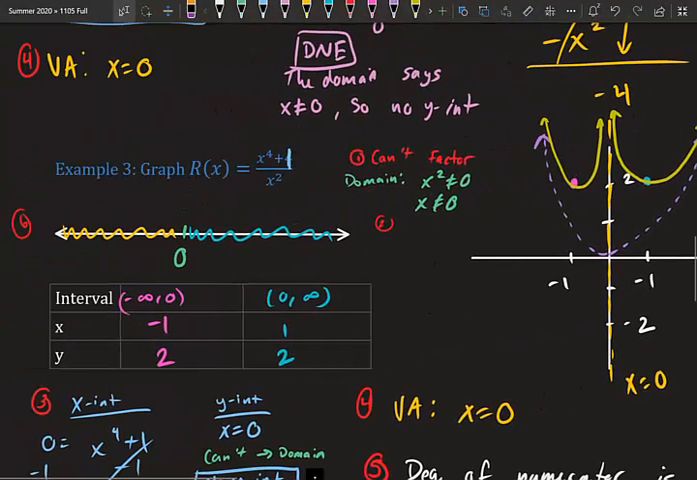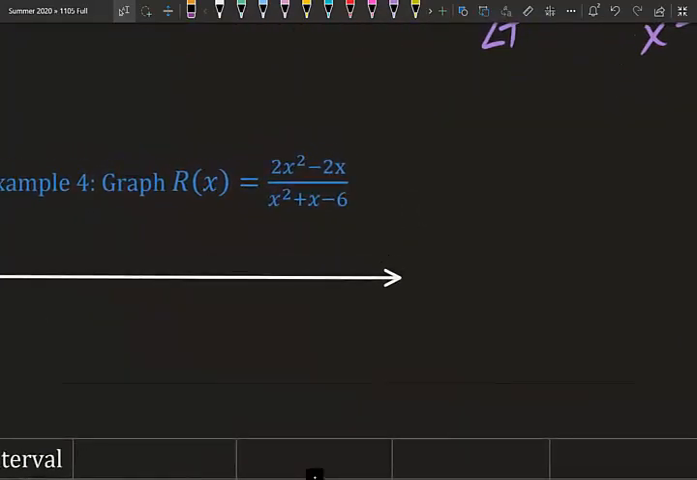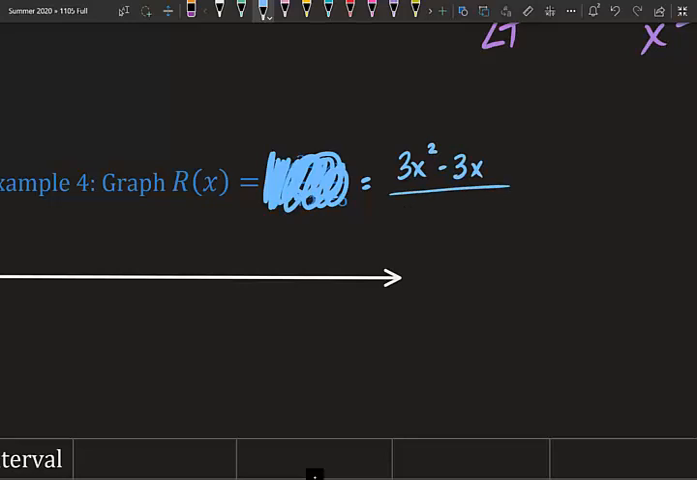Last example. Before you pause it, I want to switch this last example. I don't like the way it is. So I'm going to switch this example, and then I want you to pause and try it. I'm going to switch it to 3x squared minus 3x over x squared plus x minus 12. You can do it. So pause, follow all the steps. Don't forget to factor. You got this.